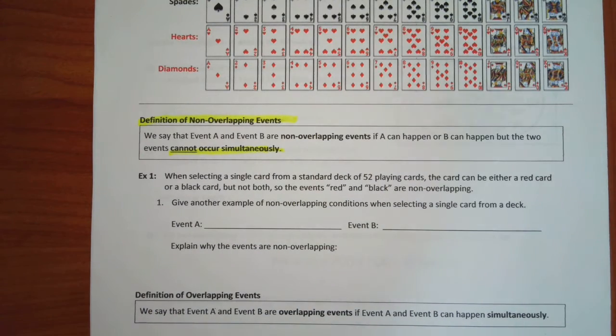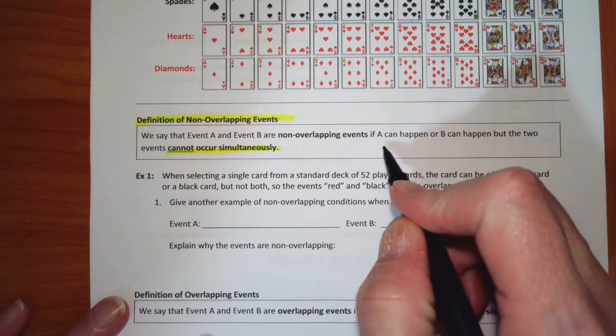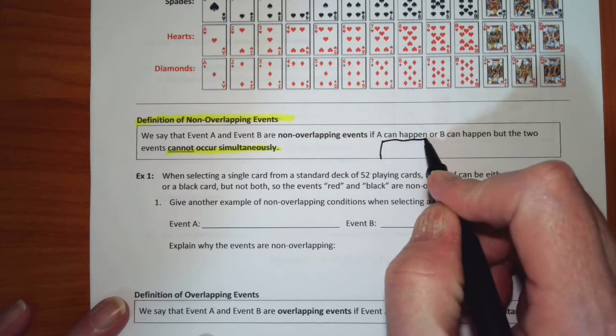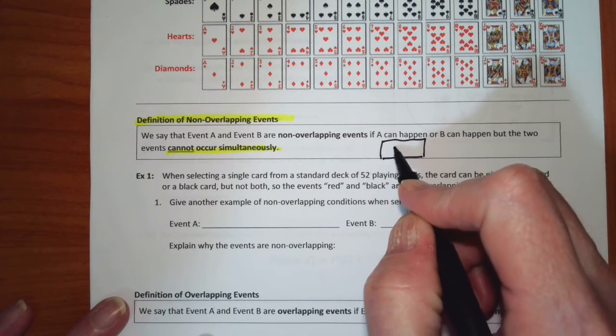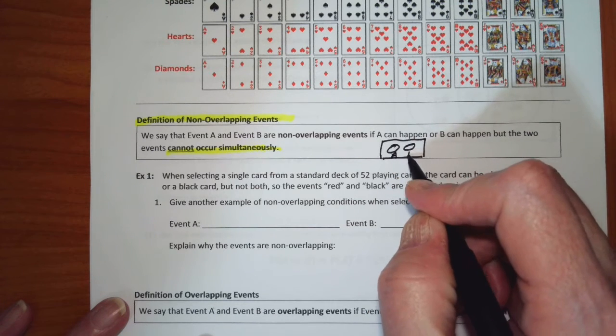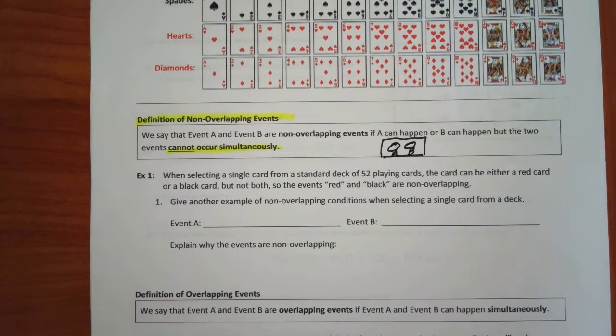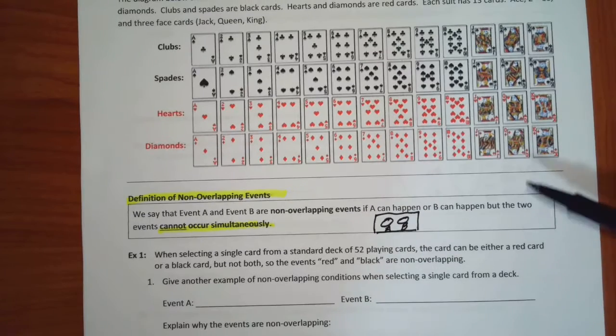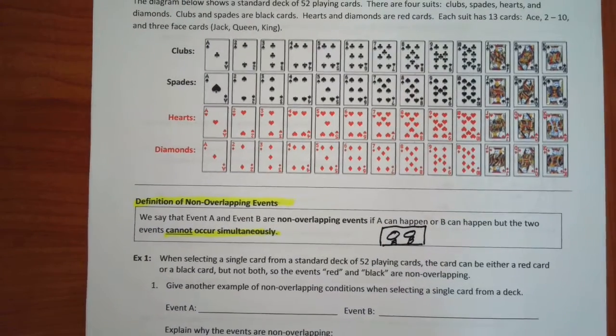This would be the equivalent of, remember Venn diagrams from a long time ago? This would be the equivalent of having disjoint sets. This is event A, this is event B. They cannot occur simultaneously. There is no way that it can be part of A and part of B at the same time. So, for example, when you're selecting a card from a deck, the card can either be red or it can be black. It cannot be both.